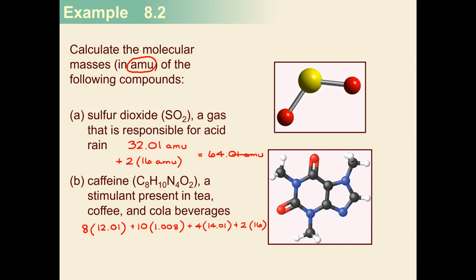AMUs individually. If I put all of this into the calculator, you will come to find out that caffeine has a mass of 194.2 AMUs per molecule. So it's really important that you understand how to do this basic addition, because this is a skill you are going to use over and over, especially as we go into our further stoichiometry.